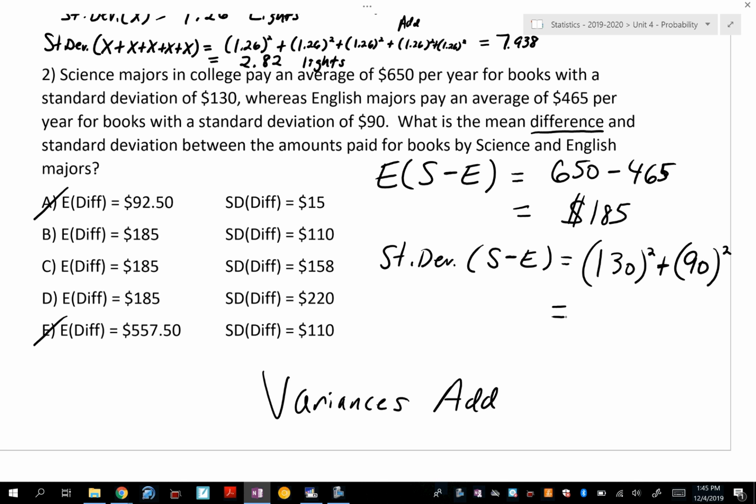So much money. 25,000. Well, remember, that's squared dollars. Do I want squared dollars? No. I want the square root of that. I don't want squared dollars. I want dollars, which is $158.11, which is C.